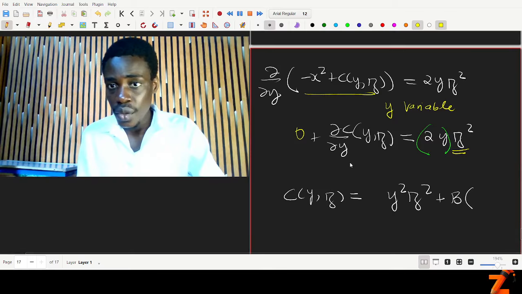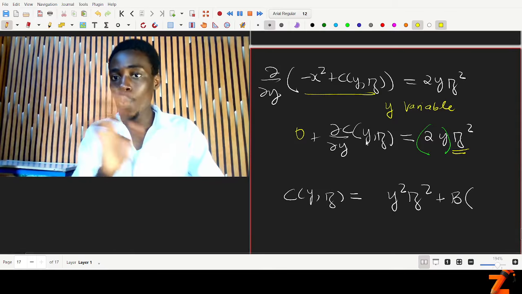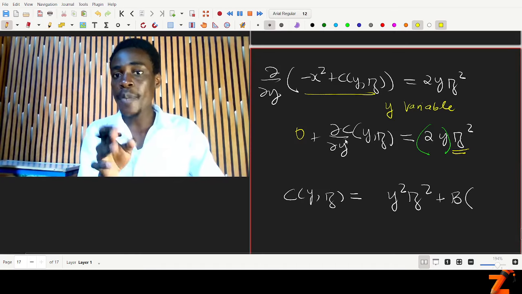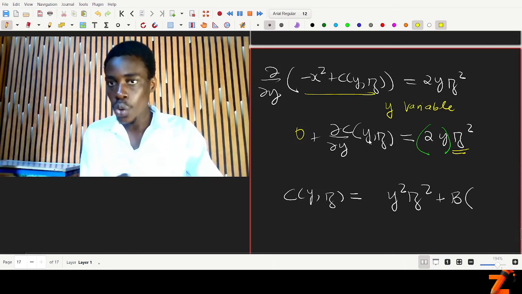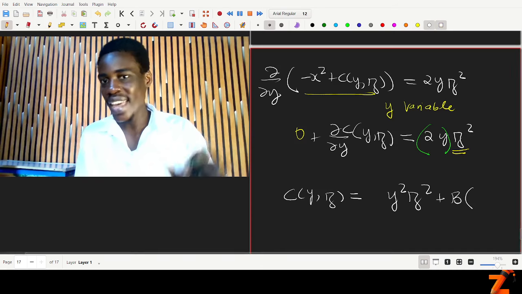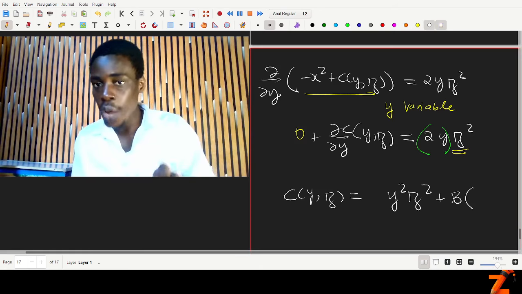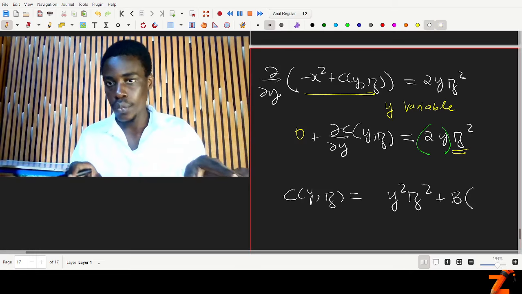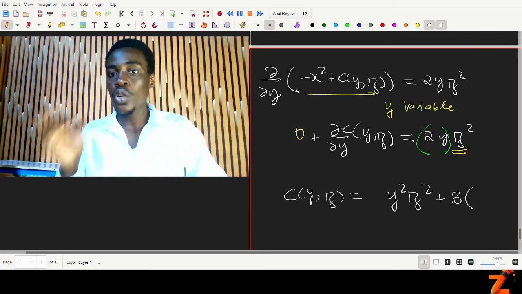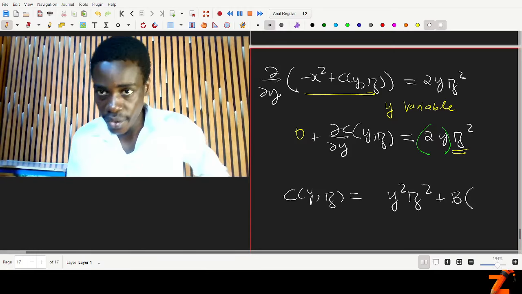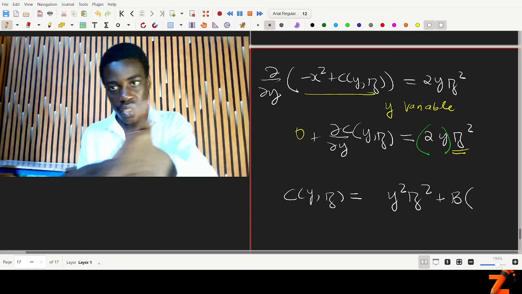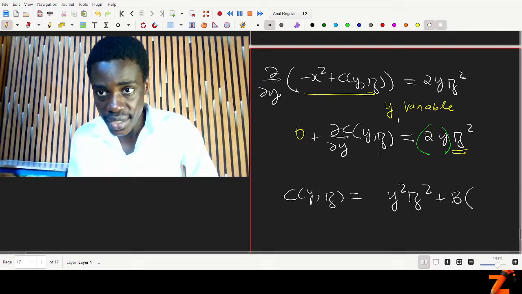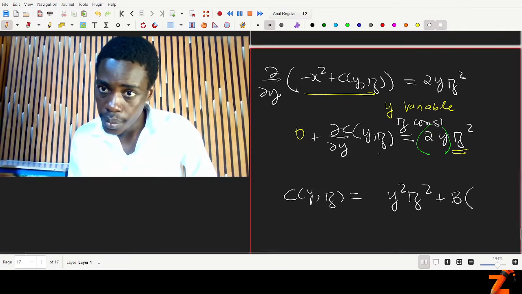But see, we don't have x here. We have only y and z, because c depends only on y and z. So I will not write that x is constant. No, here we don't have x anymore. We have only y and z, but y is the variable, and the second letter, or the second object, z is a constant. Z is constant here.